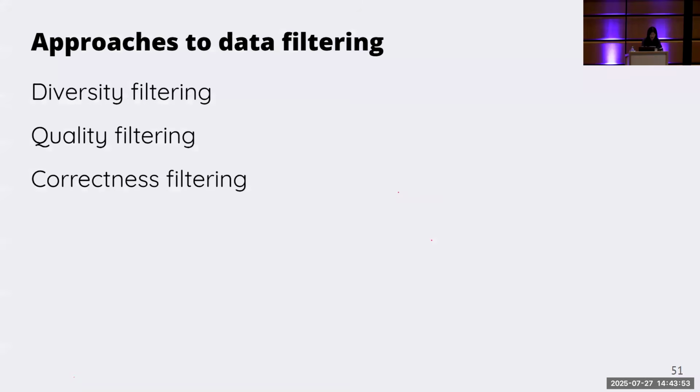But before I hand it over to them, I also want to briefly cover some approaches for data filtering. Essentially, every pipeline for synthetic data generation will also have some kind of filtering stage to remove low quality or repetitive examples. Roughly, the kinds of filtering can fall into diversity filtering, quality filtering, and correctness filtering.